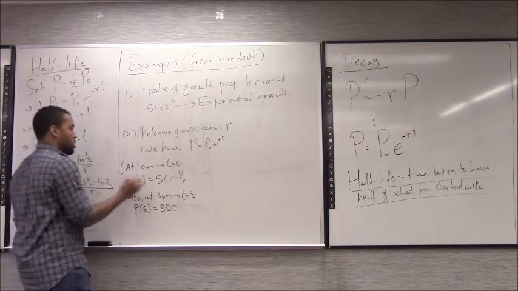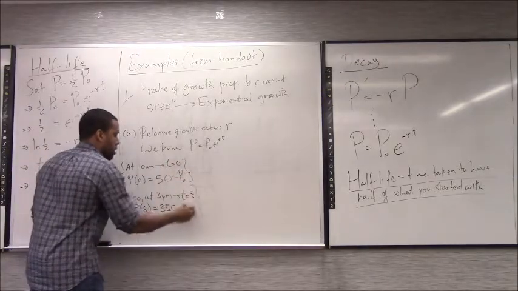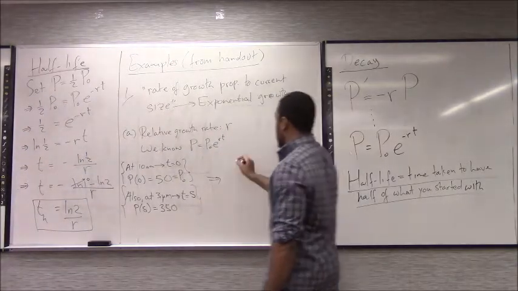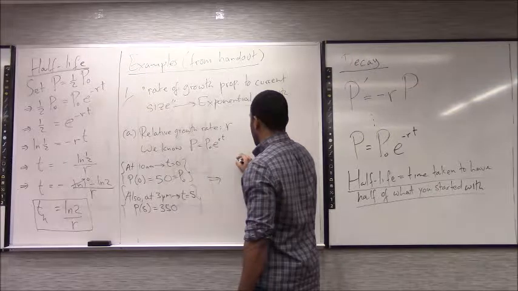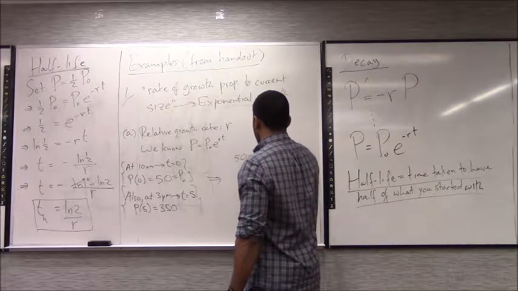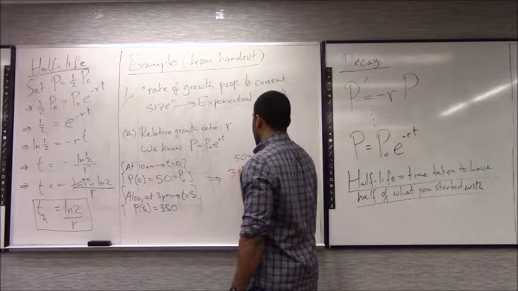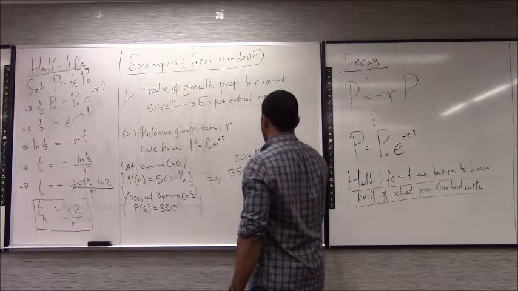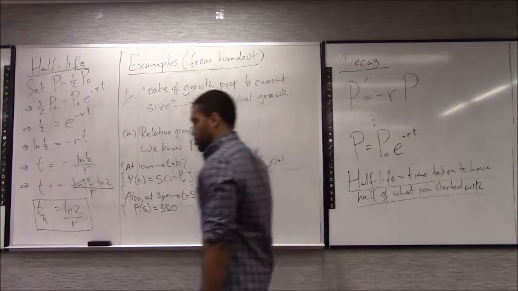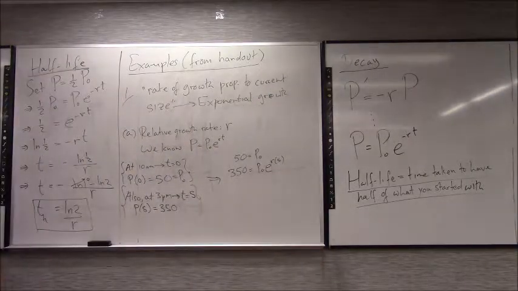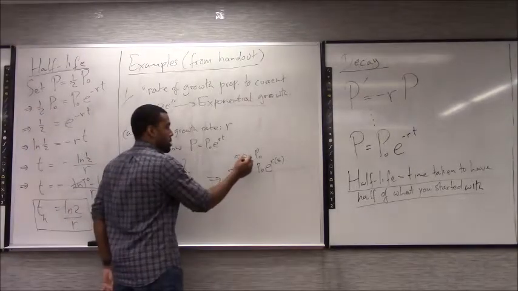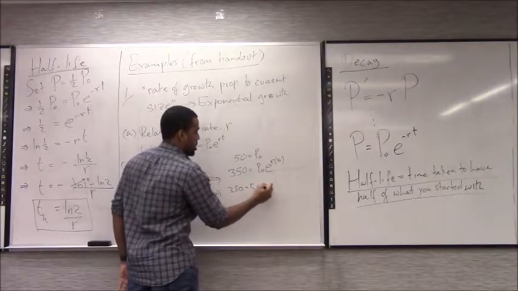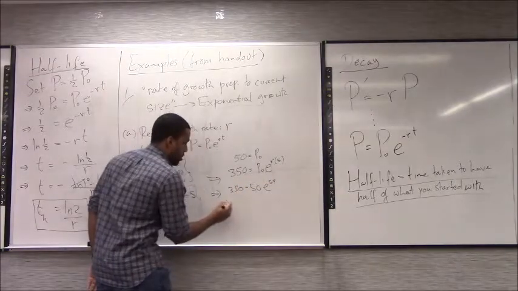All right, so these are 2 pieces of information we're given. And we know that equation. So we have 50 is equal to P0. We also know that 350 is equal to P0 e to the r times 5. What we can do is simply plug the first equation into the second one. So we have 350 is equal to 50 e to the 5r, and now we solve this using our logarithms.